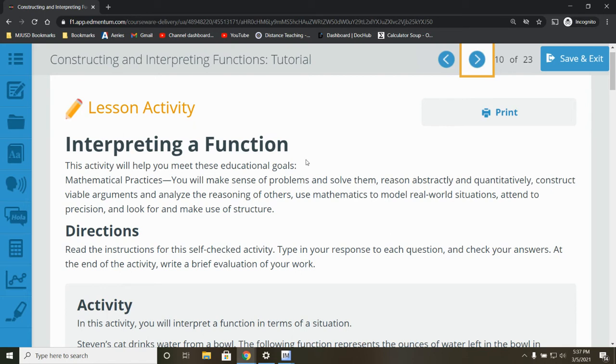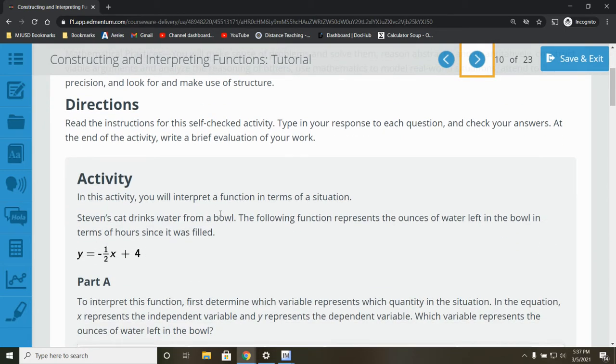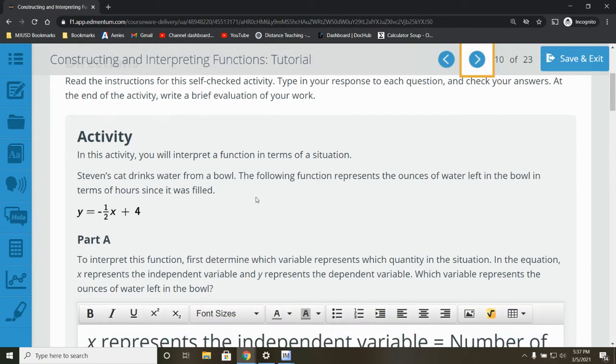Interpreting a function. This is the lesson activity, interpreting a function. Bottom of page 2 of your guided notes. So in this activity, you will interpret a function in terms of a situation. Steven's cat drinks from a bowl. The following function represents the ounces of water left in the bowl in terms of hours since it was filled.